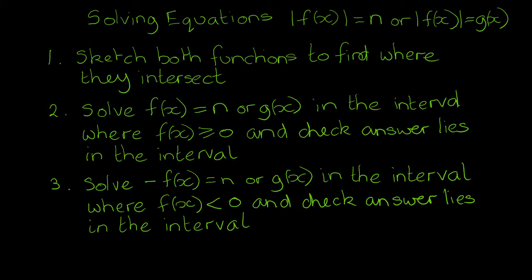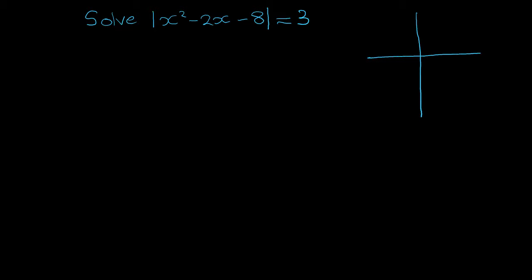And again, at the end, you need to check that the answers lie in the interval. So let's say that we've been asked to solve the modulus of x squared minus 2x minus 8 equals 3. So the first thing we need to do is sketch it. And to sketch it, we need to know where it crosses the axis.